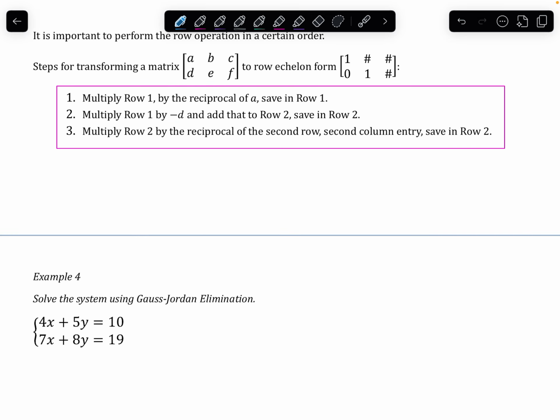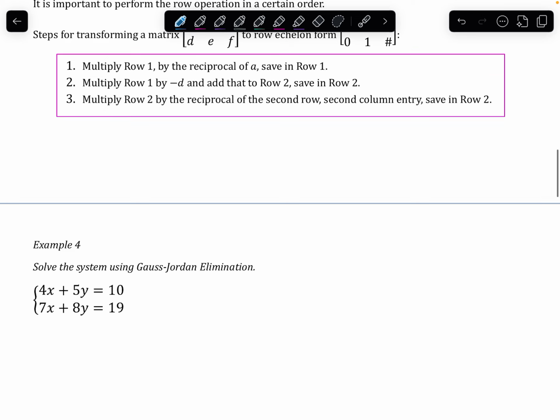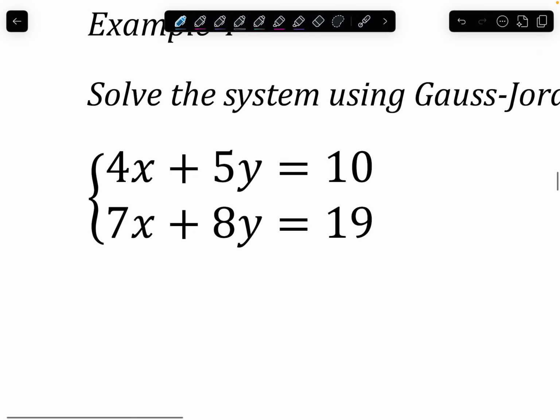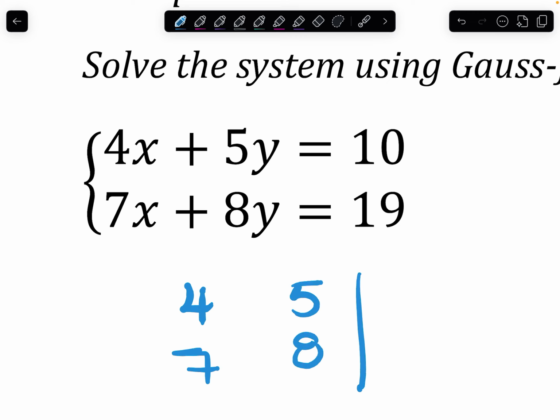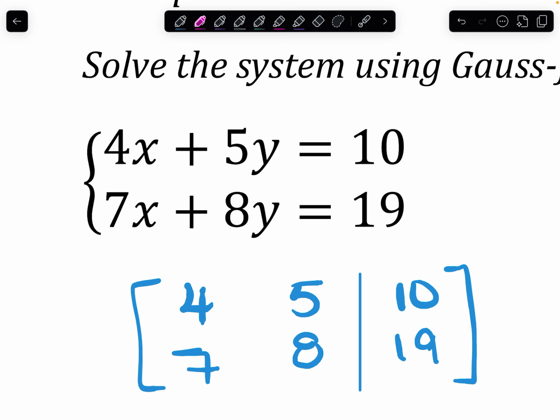All right, so now we're going to do the full solve. What we did before, we didn't quite solve, so we're going to do exactly what we just did, but go the extra step of solving for x and y. First things first, you need an augmented matrix. Equations are good, so we've got 4, 7, 5, 8, I like my bar, 10, 19. Matrix.